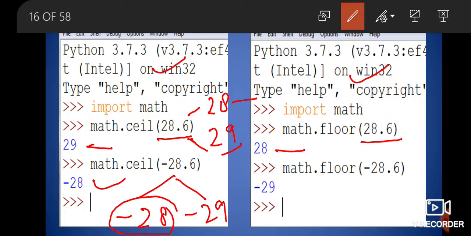But when the same number is given to the floor function, you get the answer as minus 29, because out of minus 28 and minus 29, minus 29 is the smaller integer. Clear? So this is the way these two functions work.